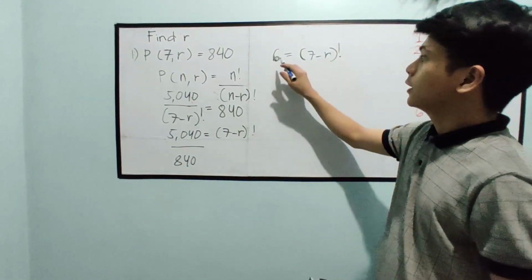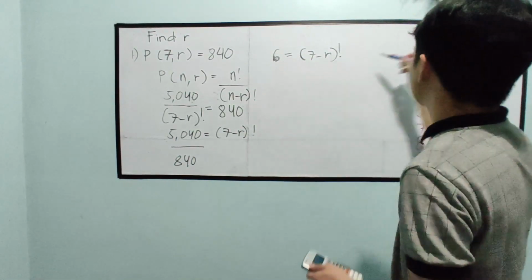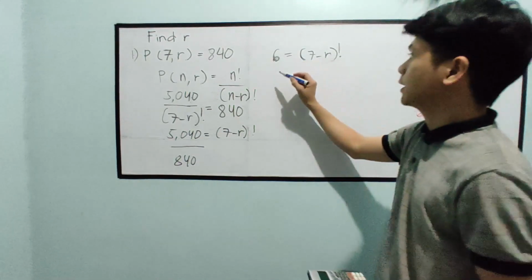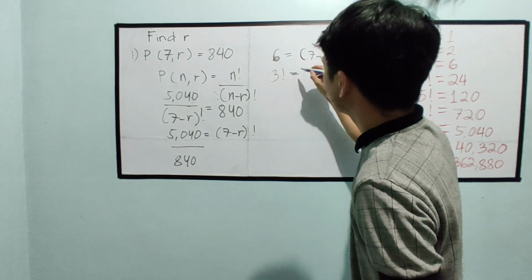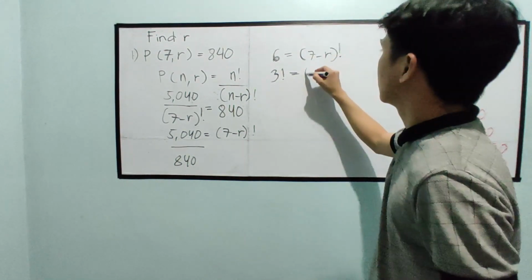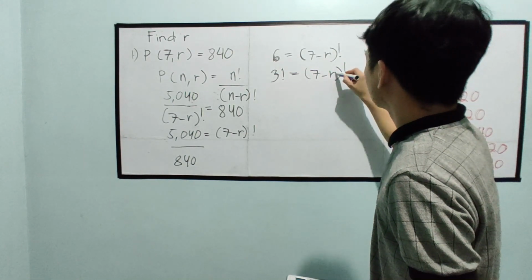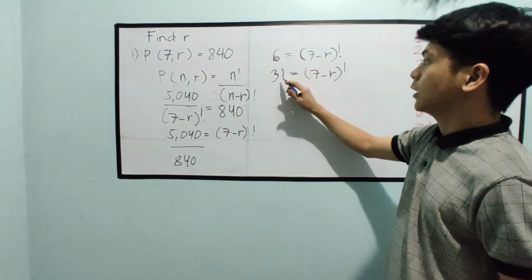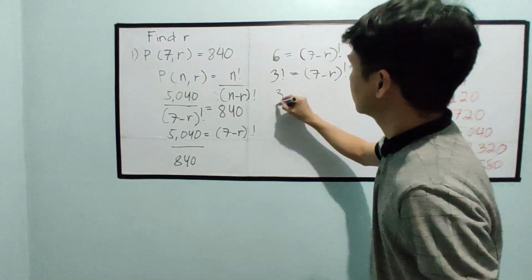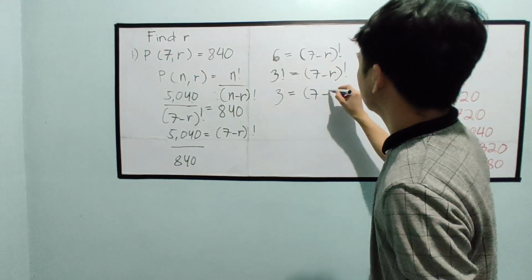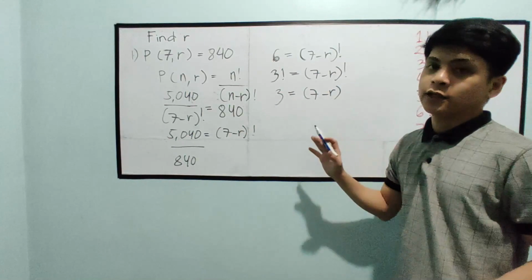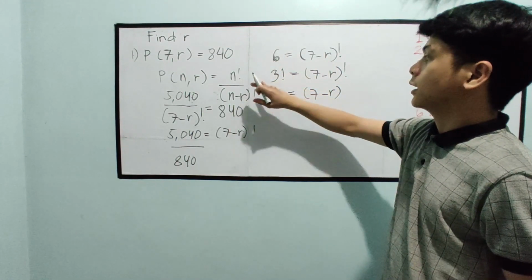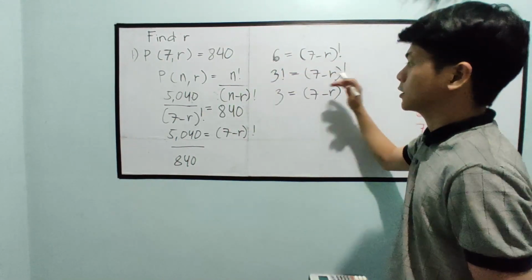Yung gagawin natin, i-convert natin to sa factorial yung 6. So, makikita natin dito, yung 6 is equal to 3 factorial. So, papalitan lang natin ng 3 factorial. Then, same na silang naka-factorial notation. So, pwede na natin ngayong tanggalin yung factorial. Okay? So, magiging 3 is equal to 7 minus r na siya. So, natatanggal mo lang yung factorial pag same yung left side natin na value tsaka right side na value naka-factorial siya. So, pwede mo siyang tanggalin.